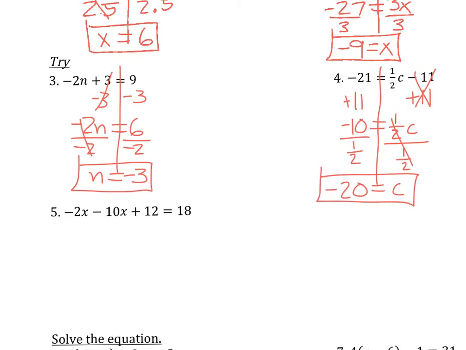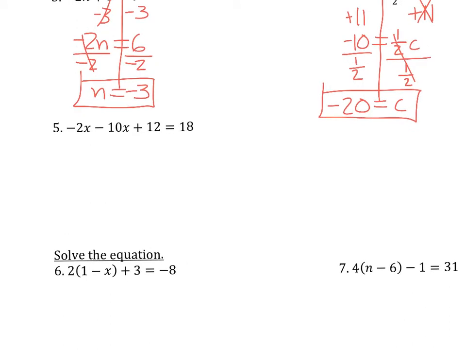All right, and then on number 5, I put my line down my equal sign, and this time I do see some like terms. So I see this negative 2x and negative 10x. Those are on the same side, so I do what I see. Negative 2 minus 10 more would be negative 12x. I bring down my plus 12 because it doesn't have any like terms, and then 18 on the other side because it doesn't have any like terms. So now I'm done with same side simplify.